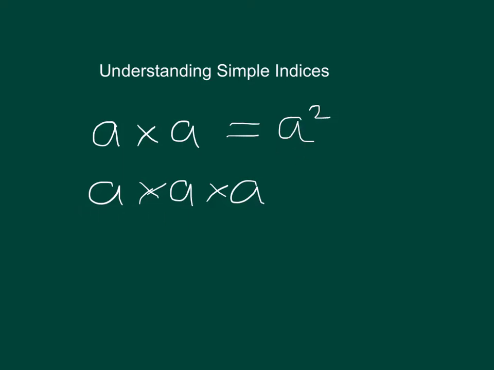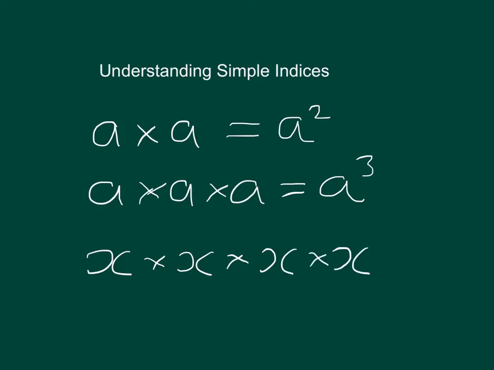Now a times a times a has a multiplying itself once, twice, 3 times, so we've got 3 a's, and so the indice now will be 3. So we have a cubed. If we change the letter to x, we've got x times x times x times x, then we have 4 x's multiplying each other, so it's x raised to the indice or power. The word indice and power are the same in maths, and so that would be to the power 4.